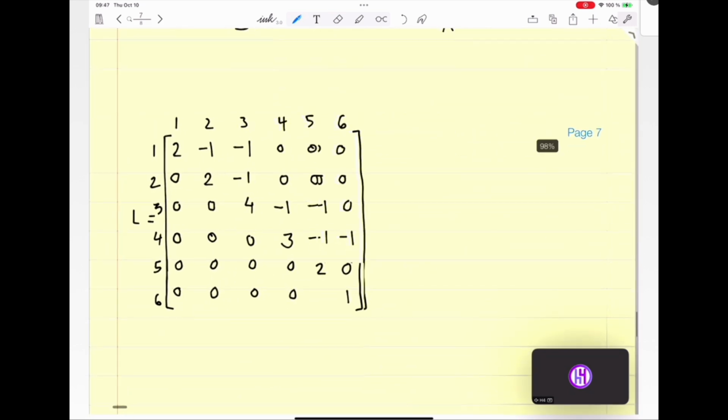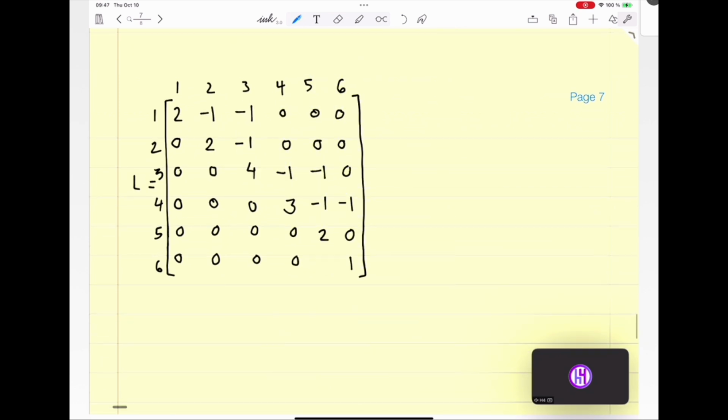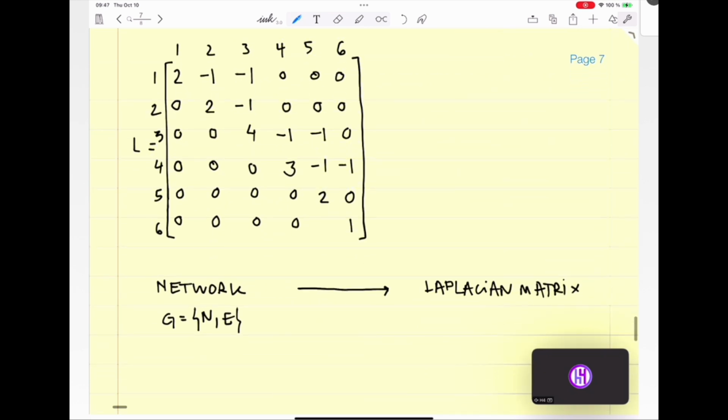So once you have this, it is important because in the beginning we had a network, which is a graph with nodes and edges. And now we have a Laplacian matrix with exactly the same information. The network is non-Euclidean. The Laplacian matrix is Euclidean. And this is a huge difference.